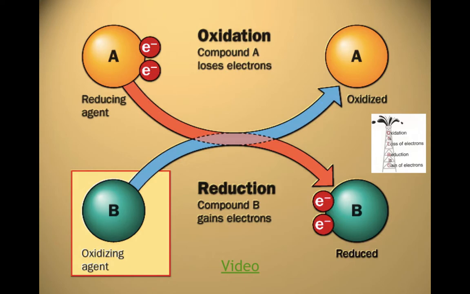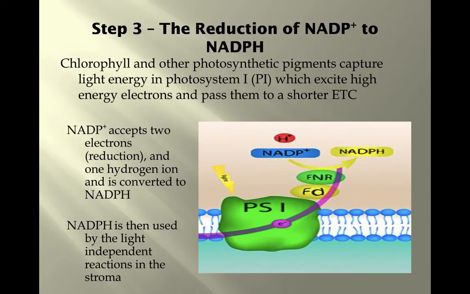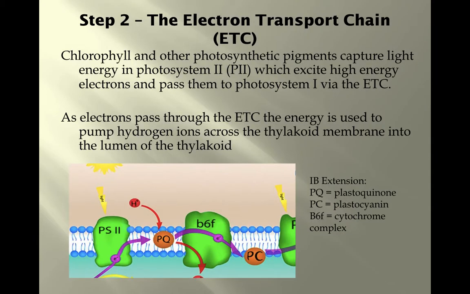If a substance is oxidized, it loses electrons. We saw those passing of electrons through the electron transport chain earlier, so there was already oxidation reduction happening. Reduction is gain of electrons. OIL RIG: oxidation is loss, reduction is gain.